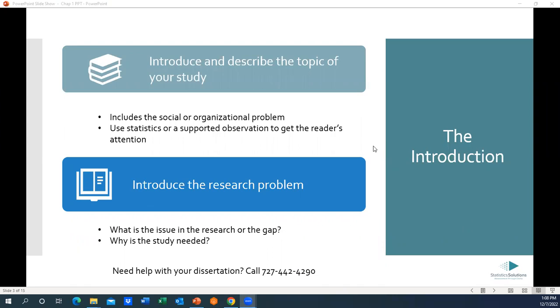So you want to introduce these things in the introduction. The introduction isn't long, right? It's just going to introduce the issue, tell the reader what's needed as far as research and what your study is going to do. All the details can be fleshed out as you go along.